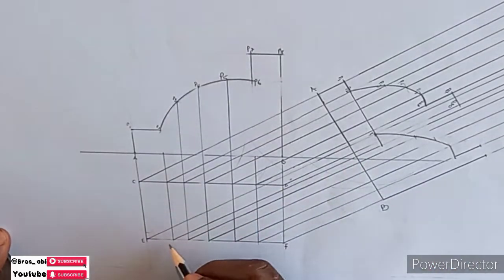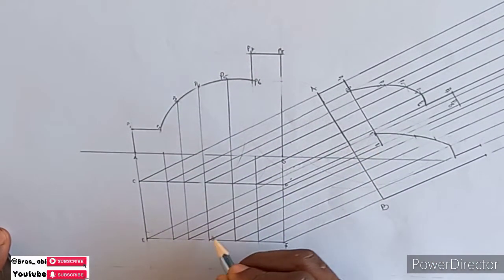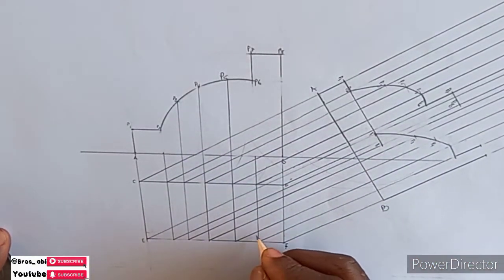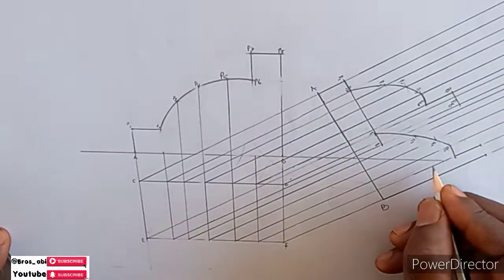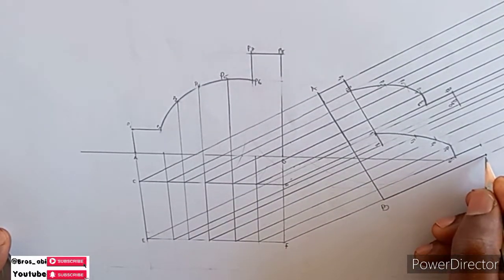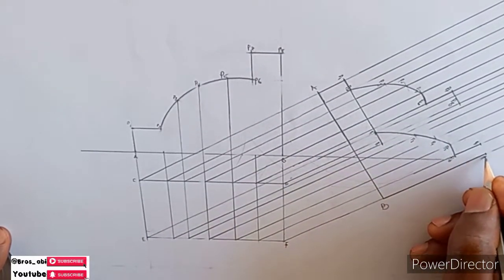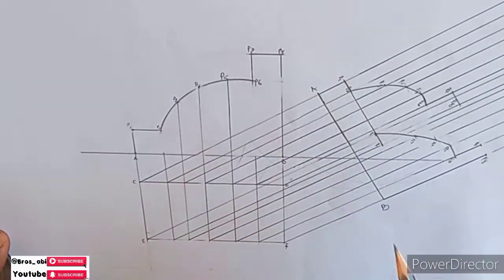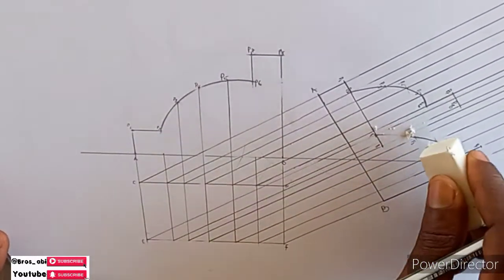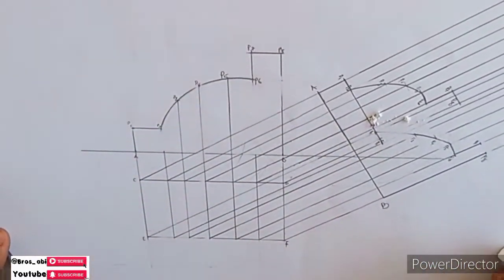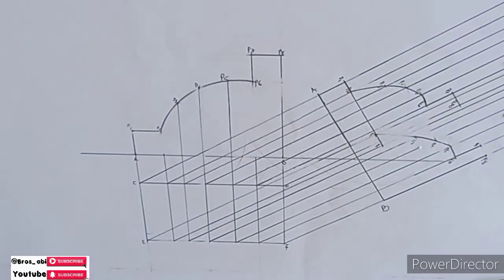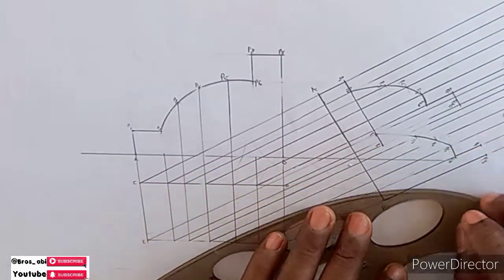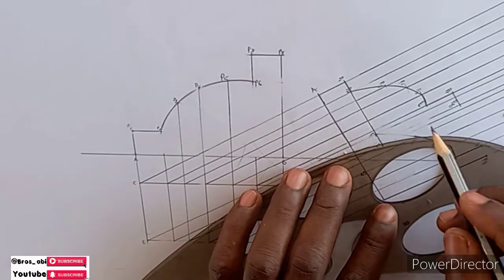P1, P2, P3, P4, let's see, okay, P5, P6, P7, and 8. All right. Now, as you can see, it's supposed to join with P2, not P1. And that was why I was saying that this line is too straight. So it was difficult for me to pick my curve correctly. So, it's coming like this.